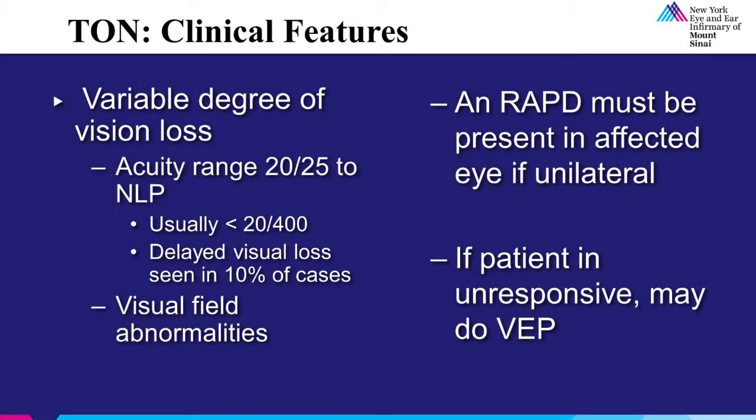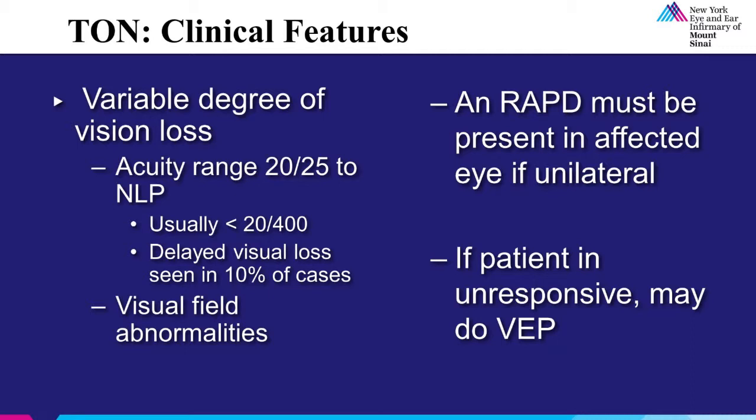Regarding the clinical features of traumatic optic neuropathy, the degree of vision loss may be quite variable. The visual acuity may range from 20/20 to no light perception. In more severe cases, usually the vision is worse than 20/400. Also, in up to 10% of cases, the vision loss may be delayed. In addition, patients typically may have visual field abnormalities. A relative afferent pupillary defect may be present in the affected eye from unilateral trauma.